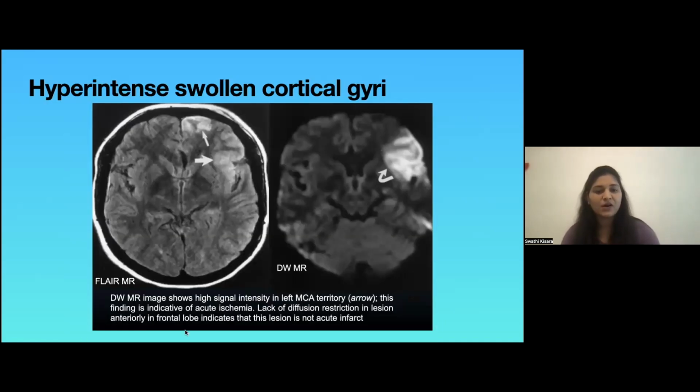The other MRI abnormalities that can be detected are hyperintense and swollen cortical gyri. This is a FLAIR axial MR image showing hyperintense and swollen cortical gyri in the frontal lobes. A corresponding diffusion weighted MR image shows diffusion restriction in this area, but not in the frontal lobe. So this suggests that this infarct is not an acute infarct, whereas the one that has undergone diffusion restriction, appearing hyperintense on DWI, is an acute infarct.